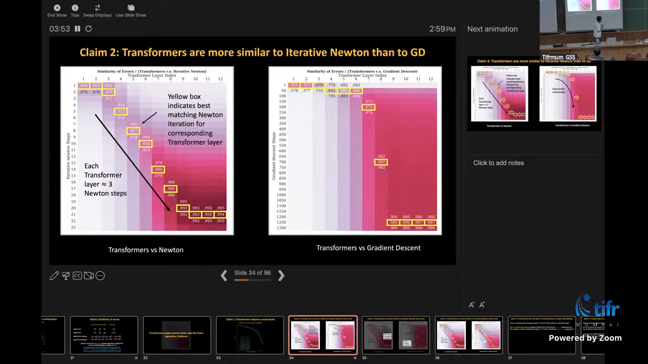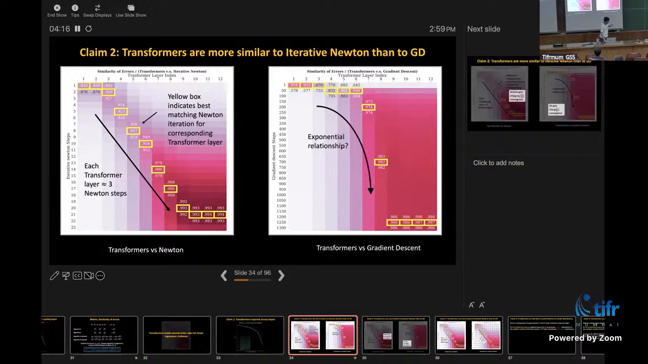Okay, so now let's look at the one on the right. So this is transformer layers on the x-axis and gradient descent steps on the y-axis now. Same thing as before, the heat map denotes similarity. And here now we don't really see this diagonal trend like earlier. Instead, it seems to be kind of exponential maybe, or at least you seem to need a lot of gradient descent steps to match transformer layers.